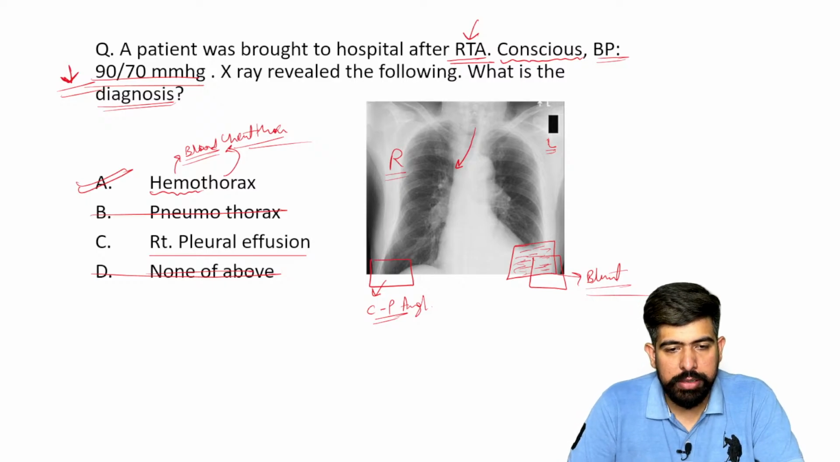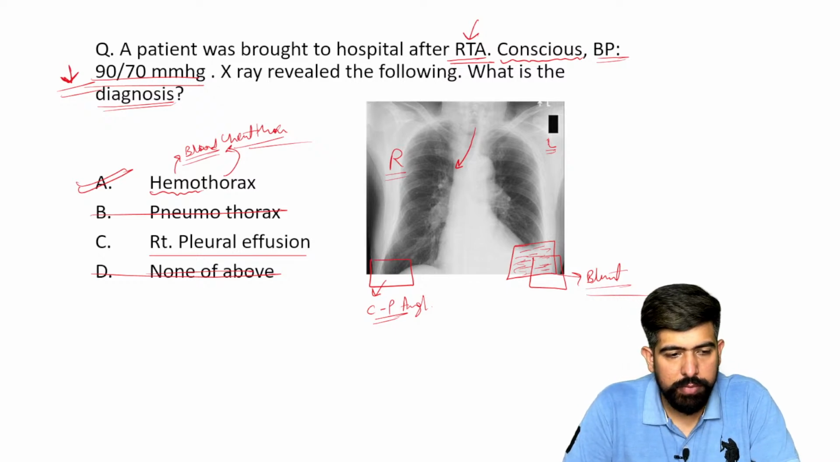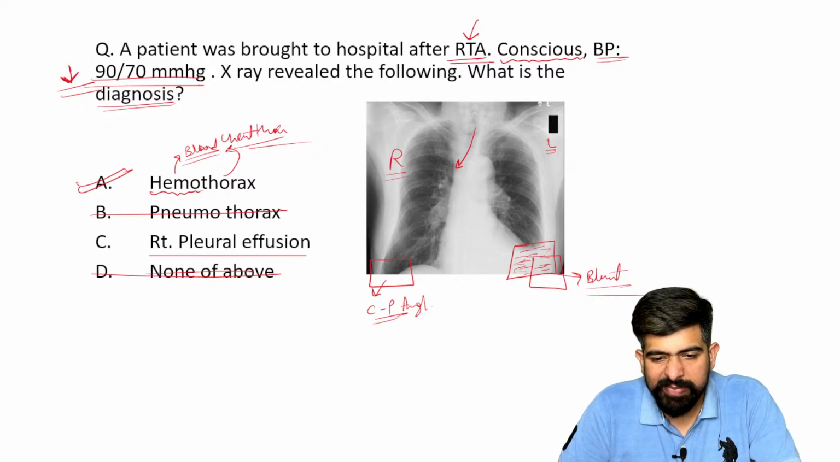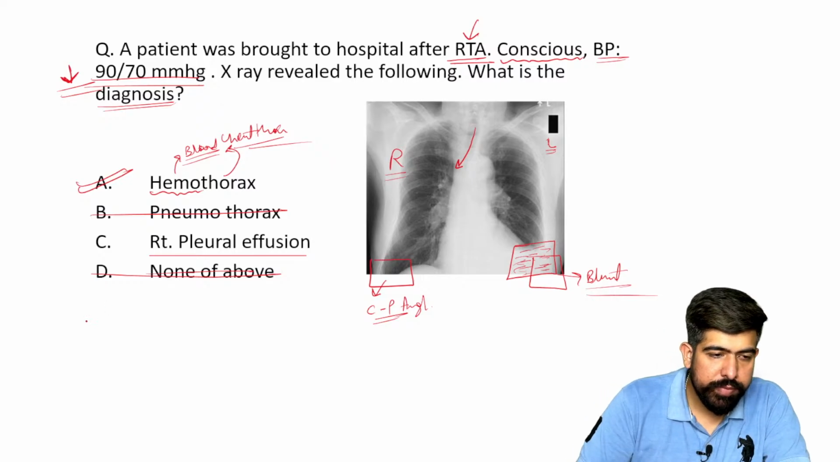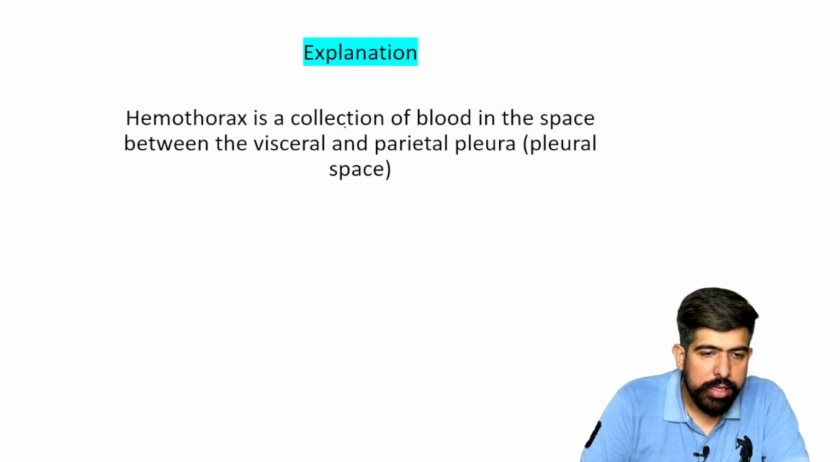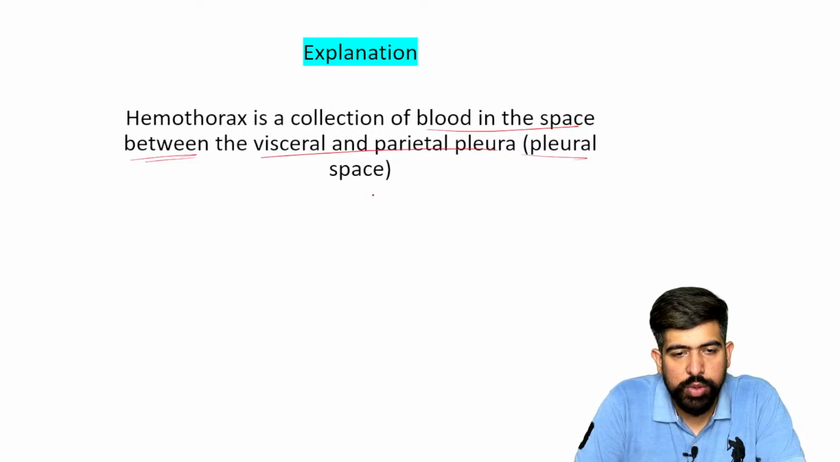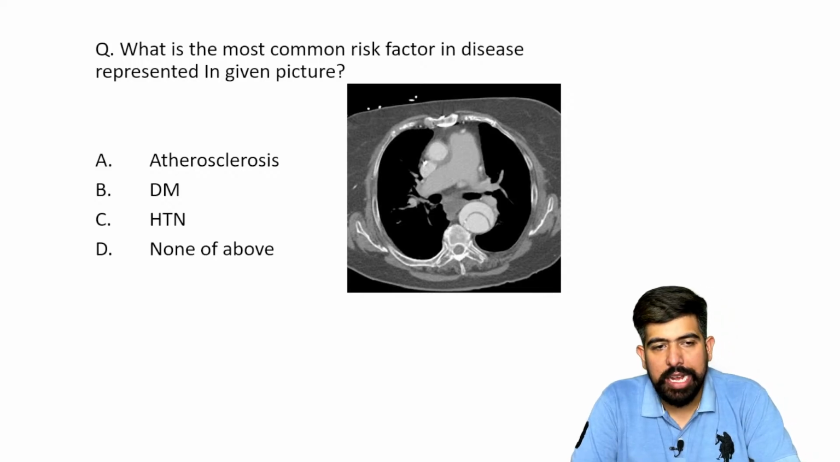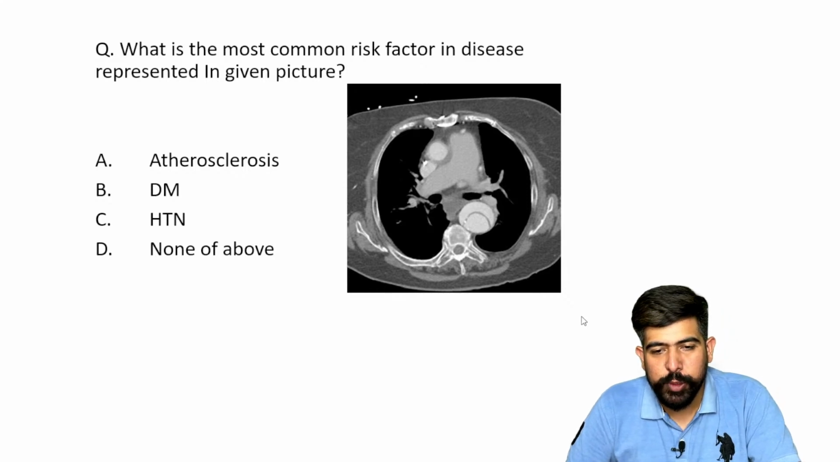Clear? Is it clear, guys? Very good. Let's move forward. Now we are moving forward with the next MCQ. Hemothorax is the collection of blood in the space between your visceral and parietal pleura, which is known as your pleural space. Let's move forward.